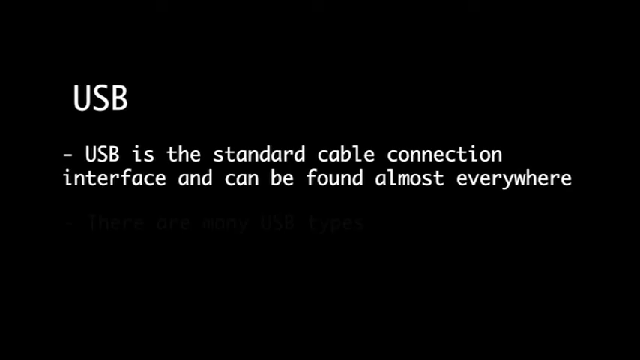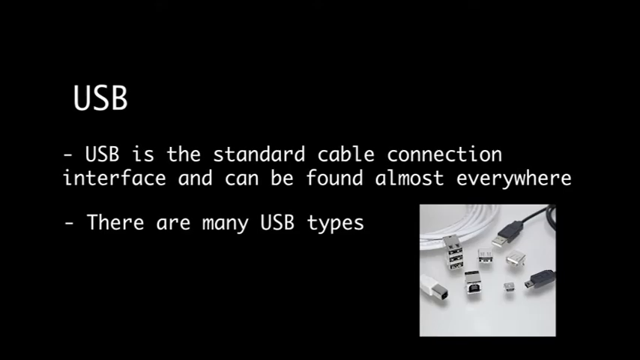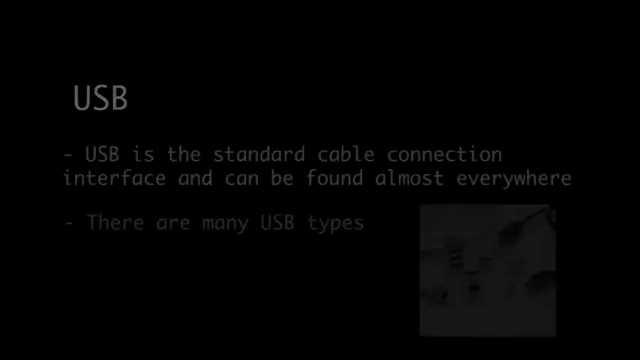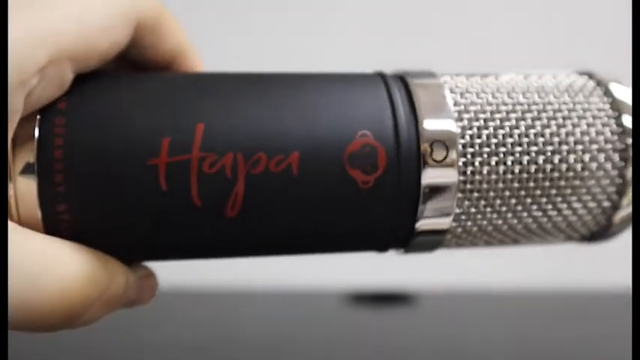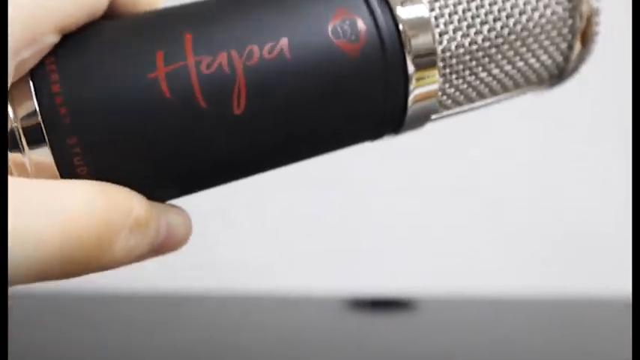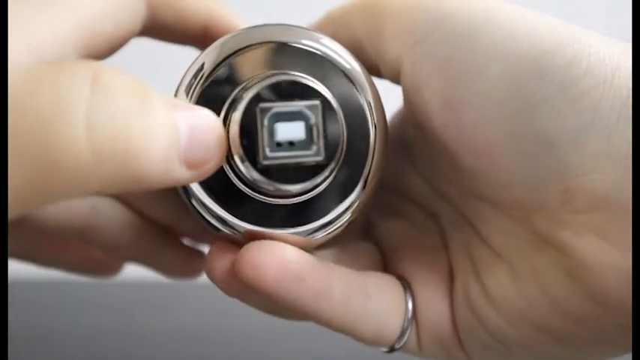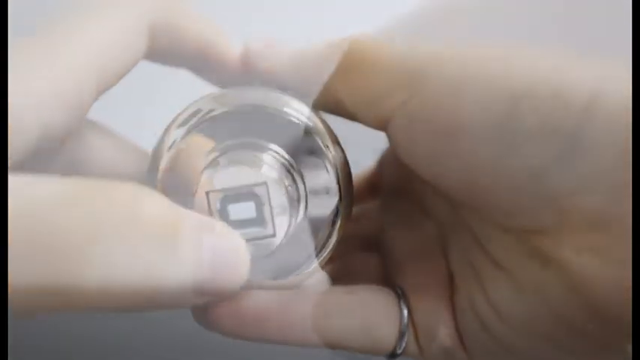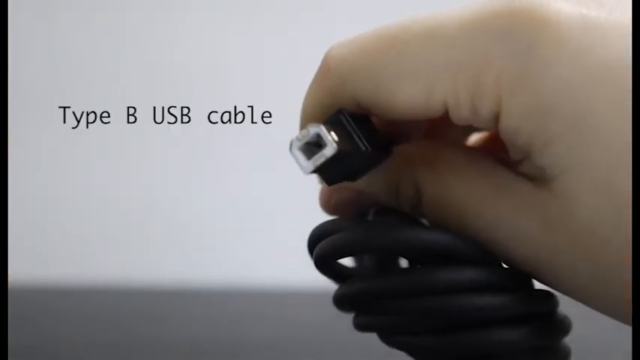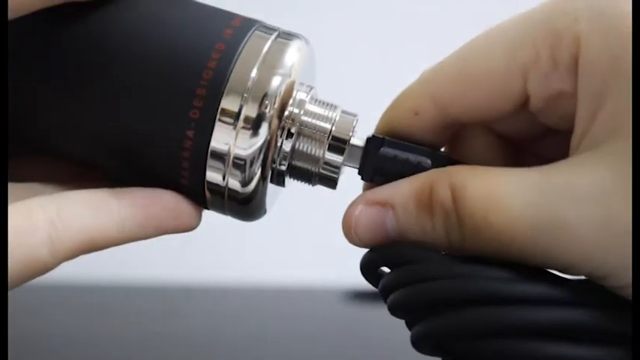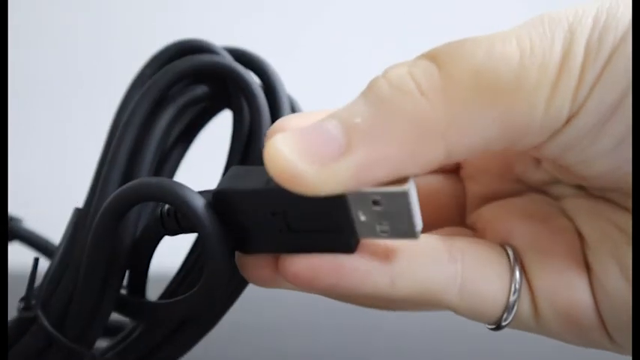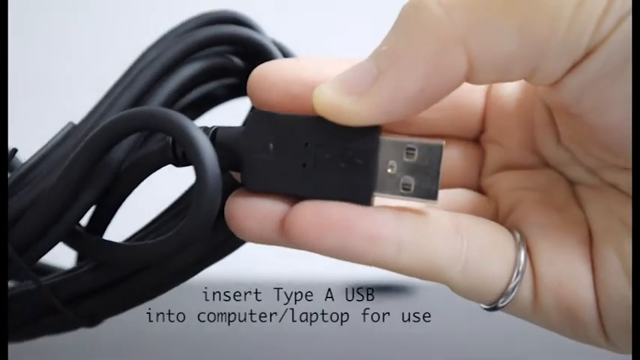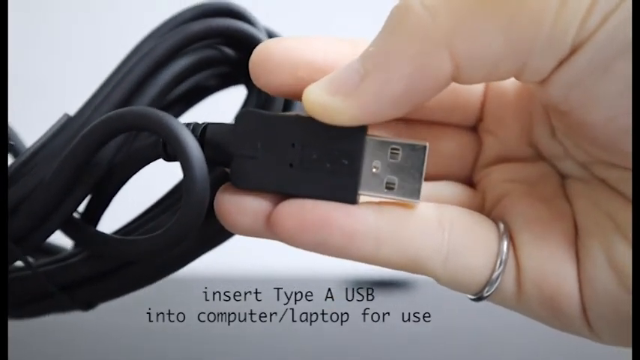Last but not least would be the USB connection. Here, I have a USB microphone that I use for my gaming stream. As you can see, the bottom of the mic has a USB-B, also known as a printer connection, and at the other end of the cable is a typical USB-A connector that connects to your phone, laptop, computer, a simple plug-and-play device.